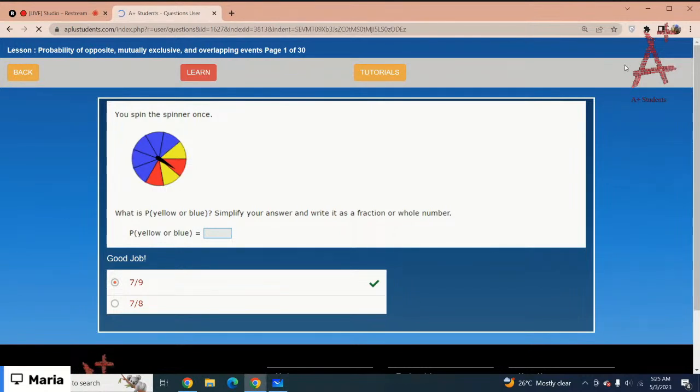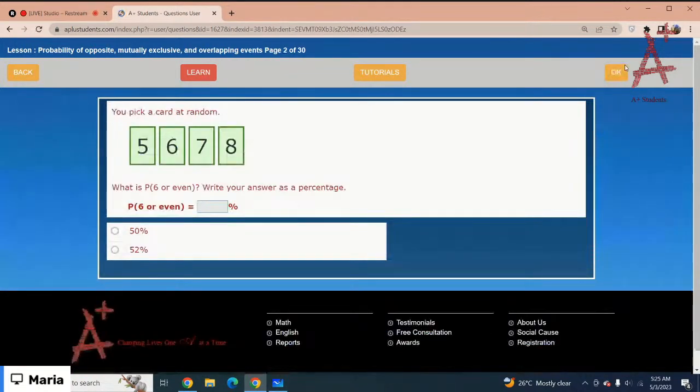Just think of them logically. Got it? Just look at the next one. You pick a card at random. Probability of getting 6 or even. So just one of the cards is 6. And even, you have two options, even, 5 and 7. Got it? That means 3 out of 4 options are 6 or even. Got it? So just divide 3 by 4 and multiply it by 100.